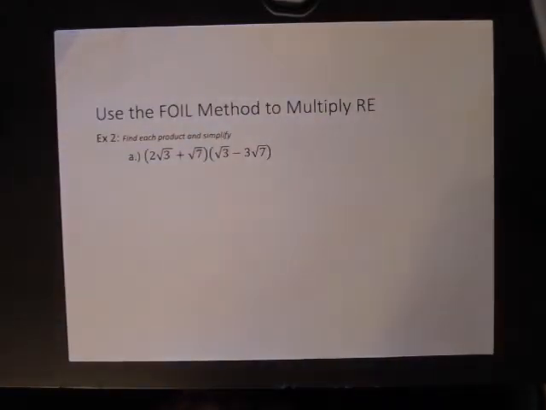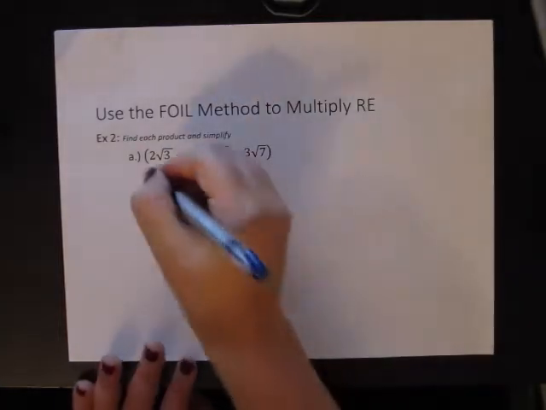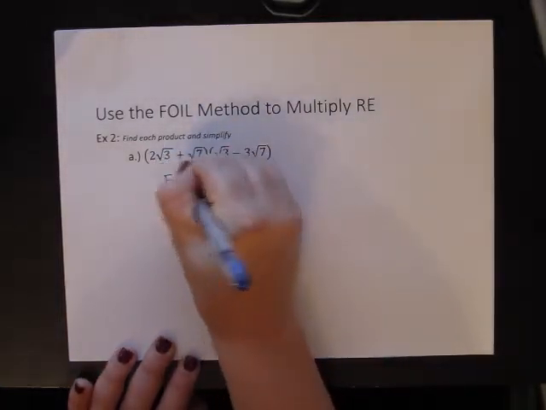Now what we're looking at is the FOIL method. And remember, FOIL is first, outer, inner, last. So let me read the problem first. I got 2 square root 3 plus the square root of 7 times square root of 3 minus 3 square root 7. Alright, so whenever I have a binomial times a binomial, I know I'm going to use the FOIL method.